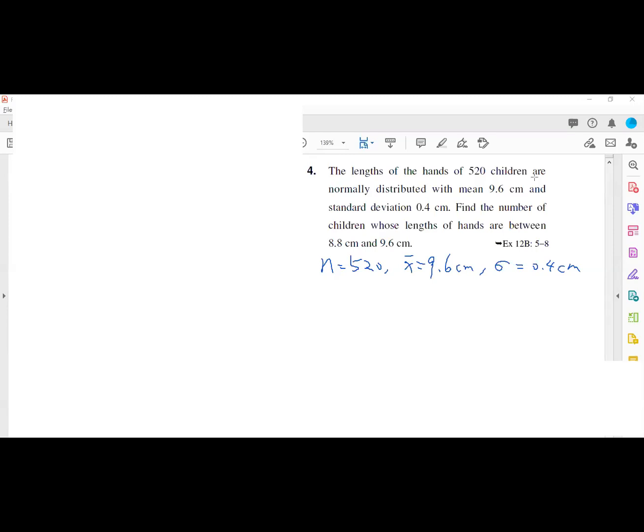Okay, so the question asks us to find the number of children, but we need to find the percentage of children first. Okay, so we use P, percentage of children. This time we have the lower limit and the upper limit. We have the left hand side and right hand side. So 8.8 less than x less than 9.6 this time.